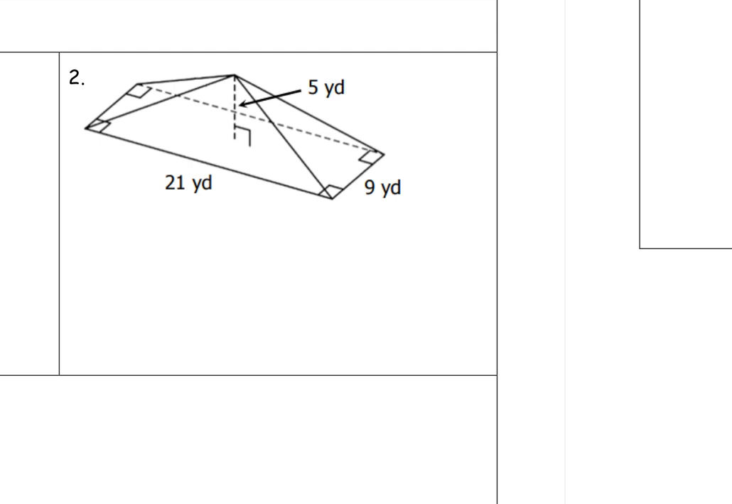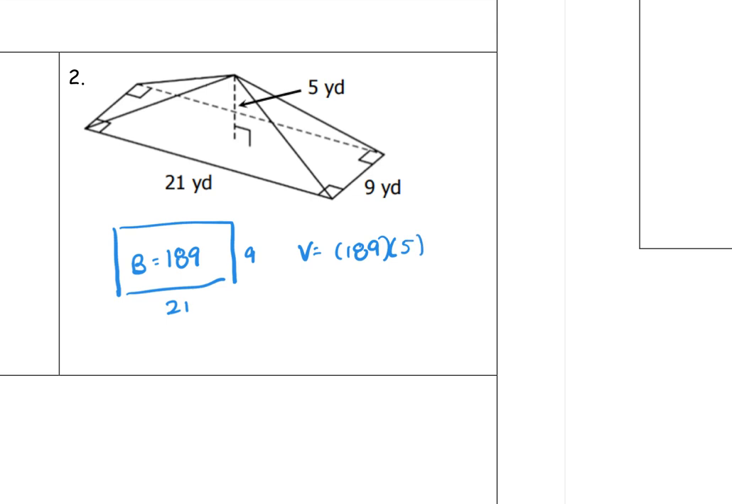All right, let's look at the second one. Again, this is a rectangle pyramid, so the first thing I'm going to do is draw the base off to the side. It is a 21 by 9, which means the area of this base is 189. Now the volume is going to be the area of the base times the height, which is 5, and then divide that by 3. So when I take 189 times 5 divided by 3, I get 315 yards cubed.